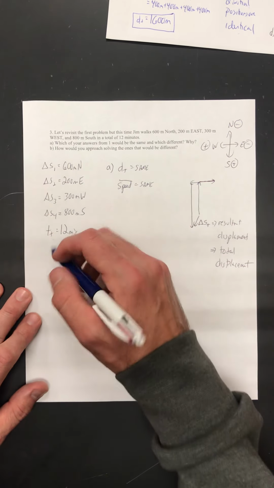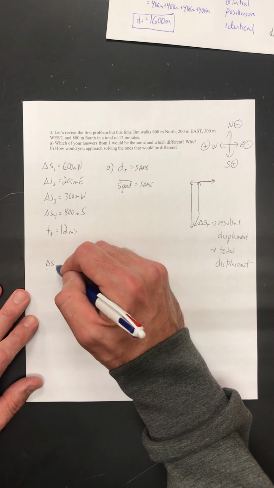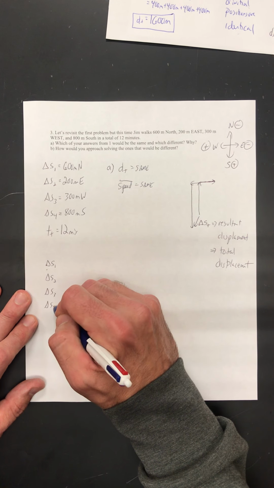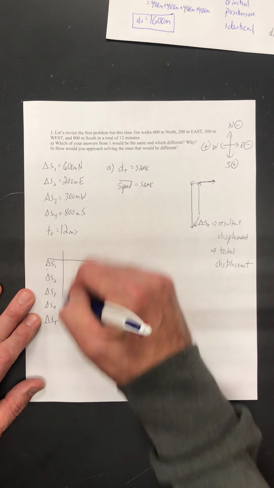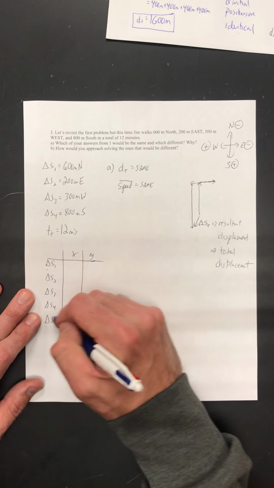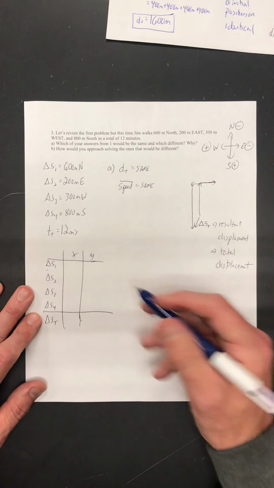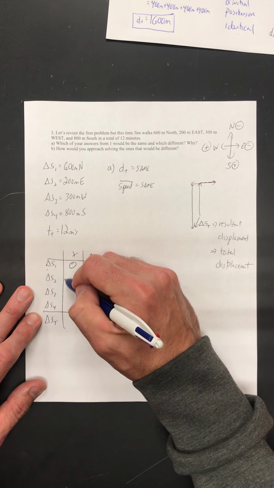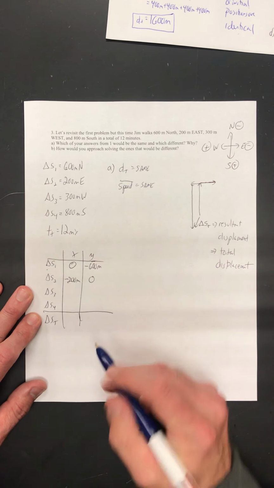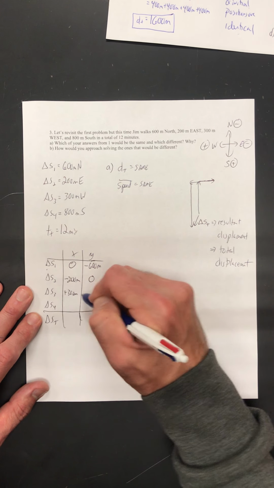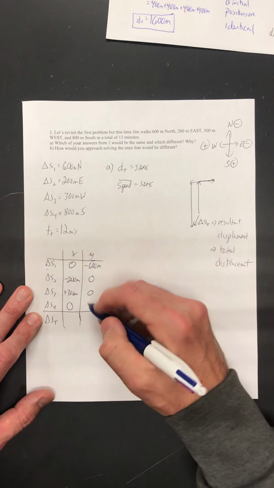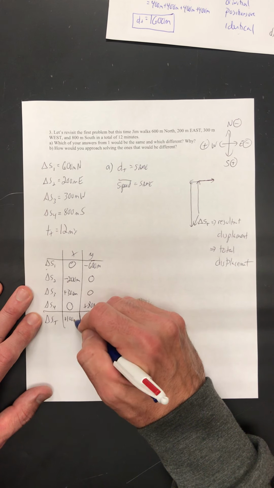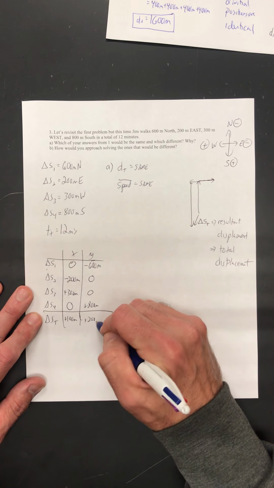So how would I do this? Well, it's the same exact process by which we did before, right? In this case, it makes sense to make my chart. X and Y, boom. And so I go delta S, okay, so that has 0 in the X, negative 600 in the Y. This has negative 200 meters in the X, 0 in the Y. This has positive 300 meters in the X, 0 in the Y. This is 0 in the X, and positive 800 meters in the Y. And therefore, my X component here is plus 100 meters, and my Y component is plus 200 meters.